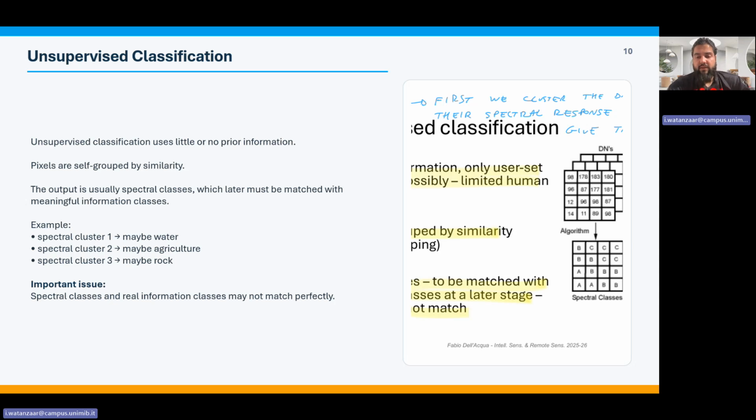But after this classification, we are confirming or matching whether this classification made by the unsupervised learning, or this class made based on these pixels, is correct or not. That is the whole idea. Spectral classes and real information classes may not match perfectly. The ground truth should be compared with the unsupervised classified class. That is for sure, and this is an important issue. It's not necessary to be perfect. There is a chance of error.